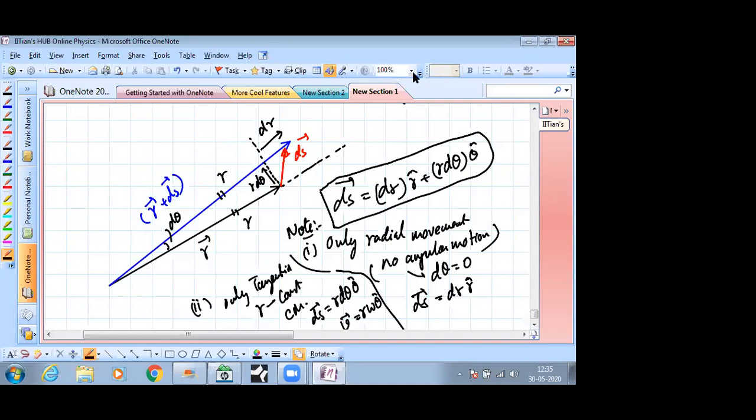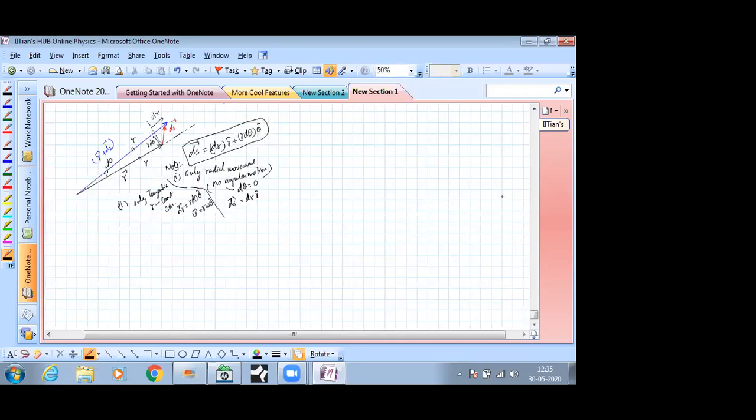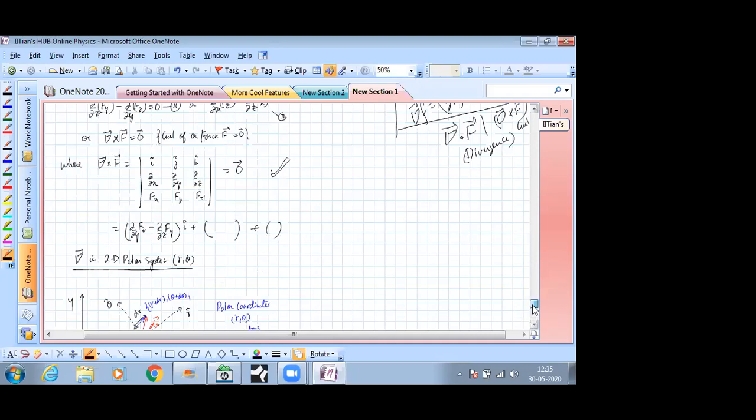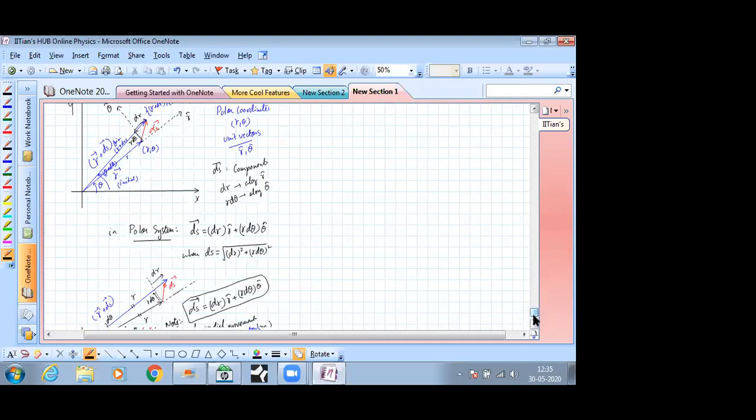Okay. So I'm just minimizing this for a moment. Just get used to this idea. Then we'll see how this relates to us for gradient, which we are going to look at next. How to apply the gradient operator in the r theta system.